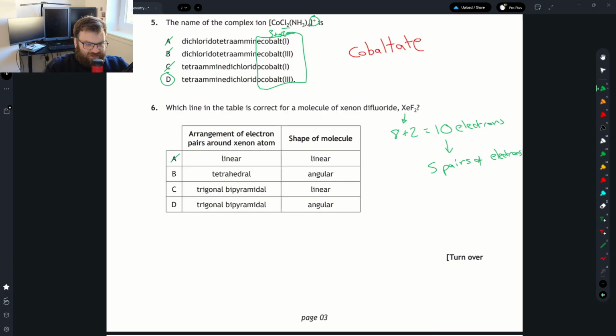Now, linear is not what you'd get. Tetrahedral would just need 4 pairs. It's got to be trigonal bipyramidal as the electron pair arrangement. The next one, though, is asking us for the actual shape of the molecule. And in this case, we do now care that we have got 2 bonding pairs and 3 lone pairs. And what this will do is push the atoms into a straight line. This will give us a linear shape of the molecule.